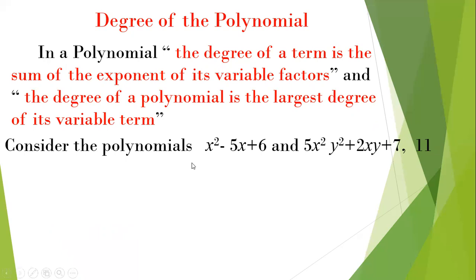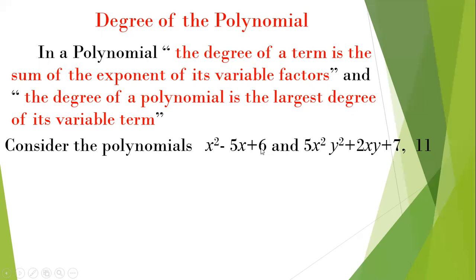So let us take the example x square minus 5x plus 6. Here what is the variable? x is the variable, and according to its degree, it is a quadratic polynomial. Now, what is its degree? What we studied in the definition is that the degree of a polynomial is the largest degree of its variable terms. So you just compare the degrees of all the terms. The degree of this term is 2. The degree of the second term is 1. Why? Because x is there, and its power is 1.